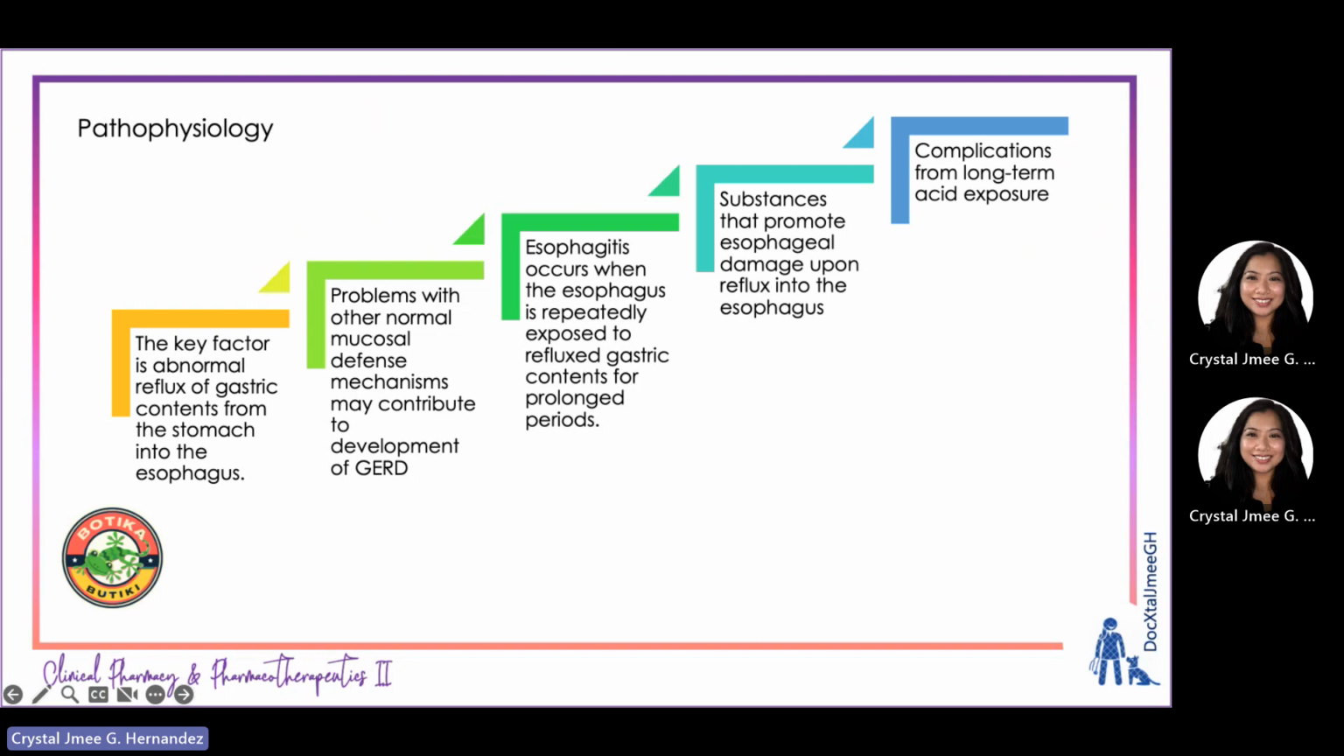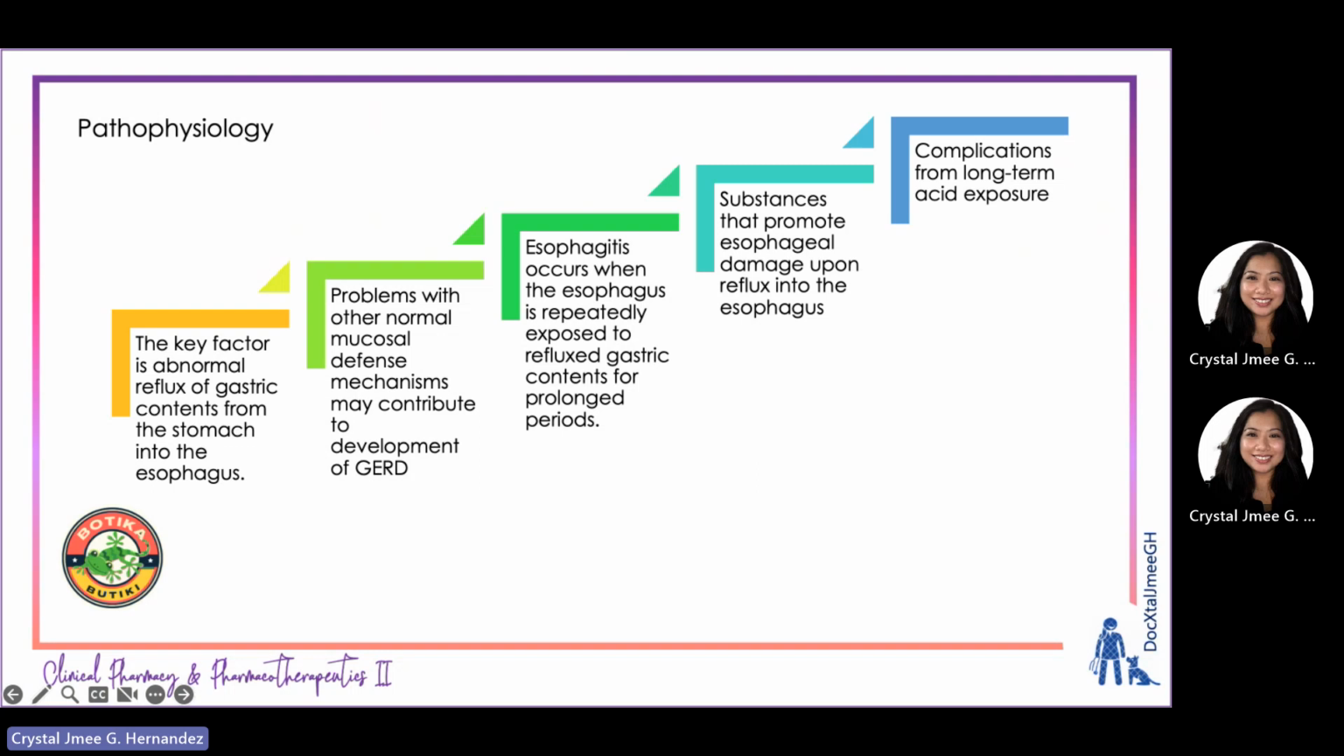Now, problems with other normal mucosal defense mechanisms may contribute to the development of GERD, including abnormal esophageal anatomy. We also have improper esophageal clearance of gastric fluids. Another is reduced mucosal resistance to acid, delayed or ineffective gastric emptying, inadequate production of epidermal growth factor, and reduced salivary buffering of acid.